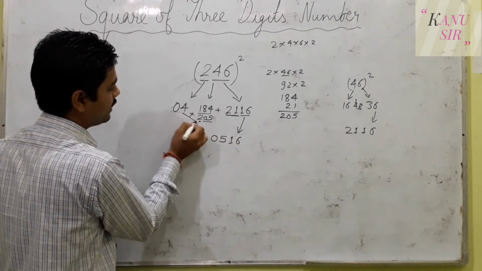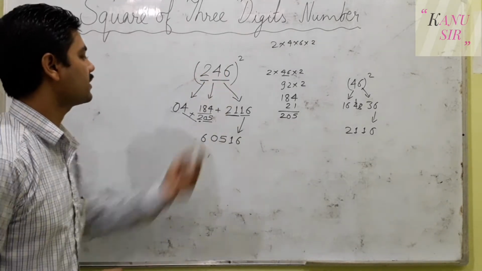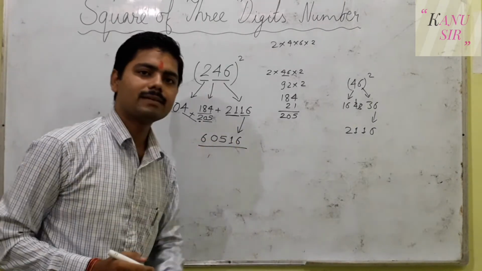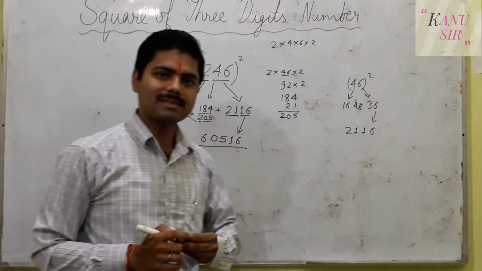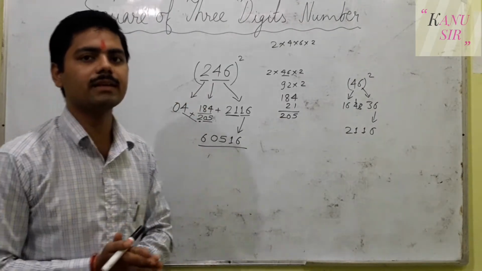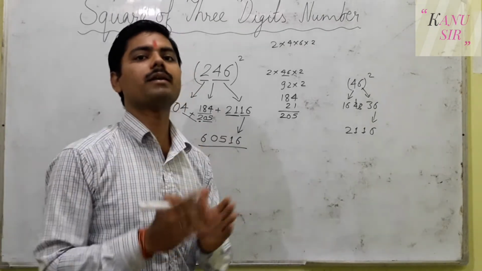4 plus 2 will get 6. So the square of 246 is 60,516. And I hope you have understood this, and it is very interesting, but you have to keep practicing. So if you practice more, you will understand more.